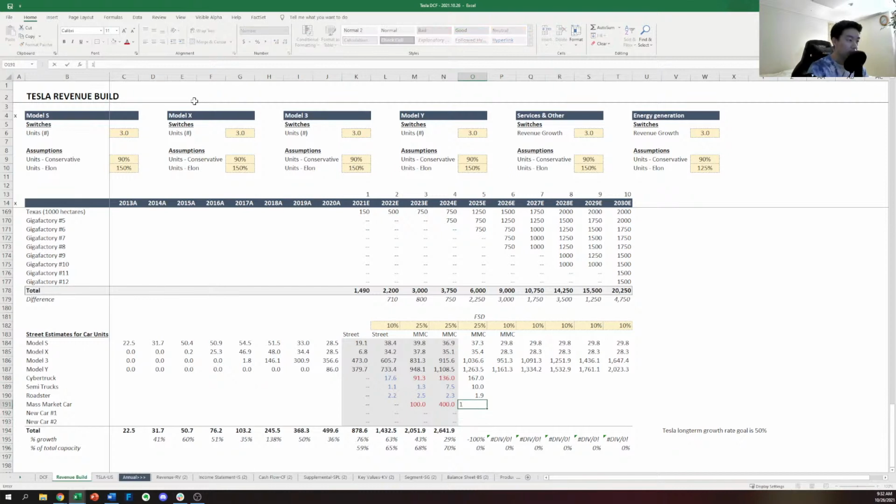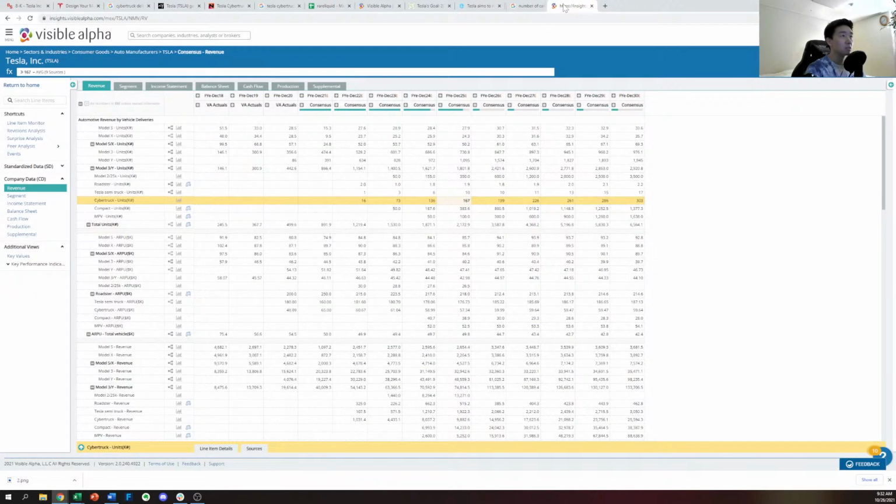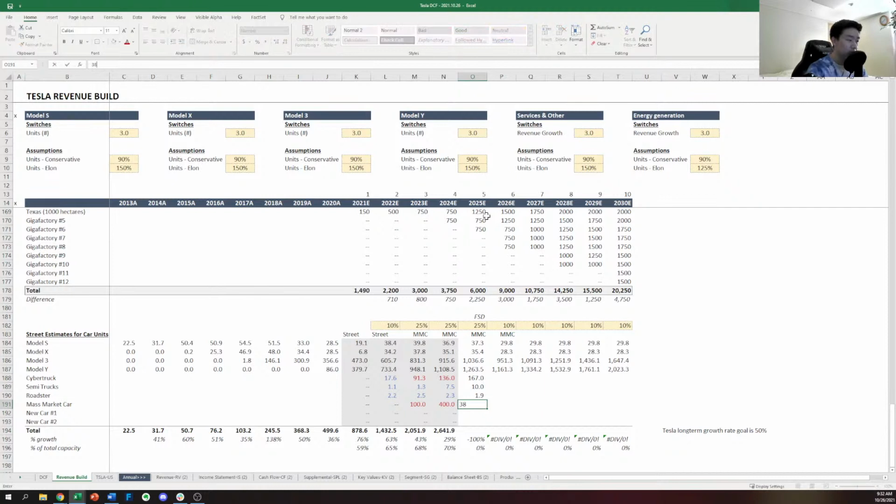Okay, mass market car. First of all, let's see what the street says. Mass market car 2025, 383, obviously way too small. So let's say that they really ramp this up to 1 million. Yeah, you can expect the Chinese EV makers to take a large portion. What price do you think Tesla will close? I have no idea.